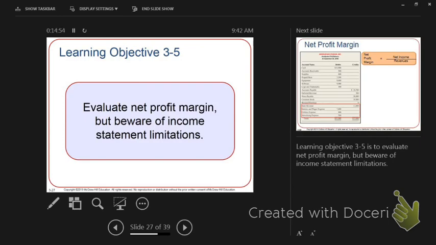So we have another ratio. What was our first ratio we learned in Chapter 2? Current ratio. And I told you don't forget it, right? What was current ratio?